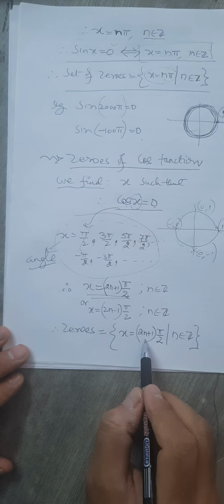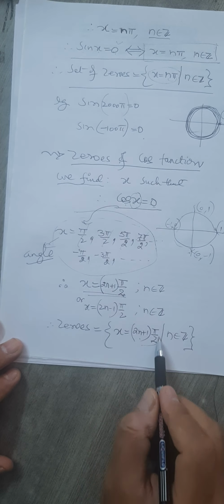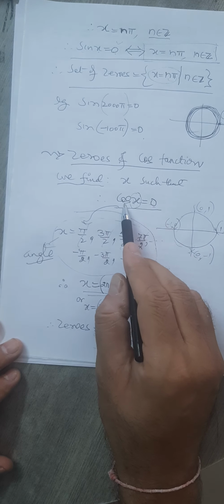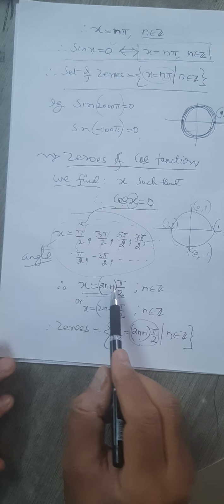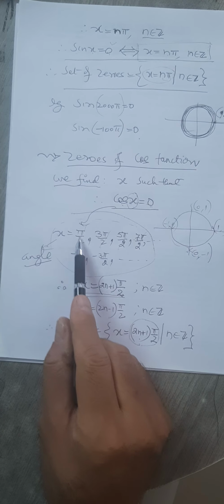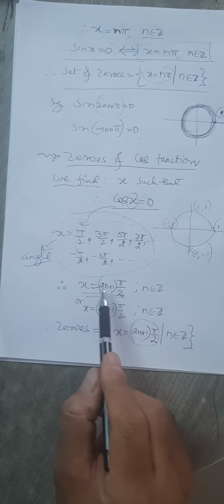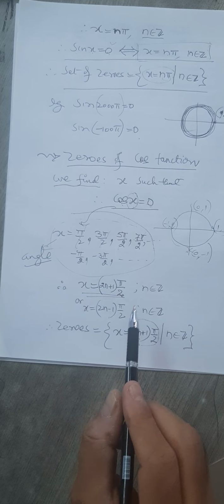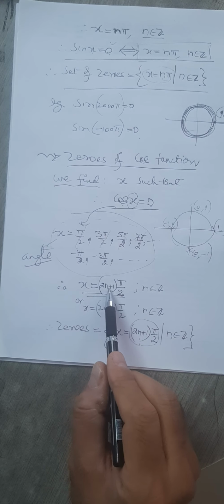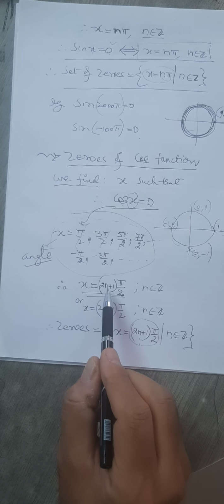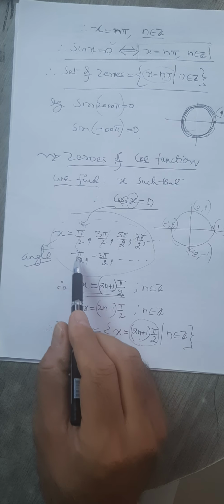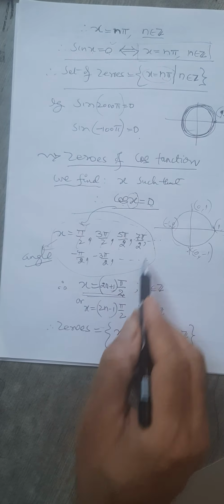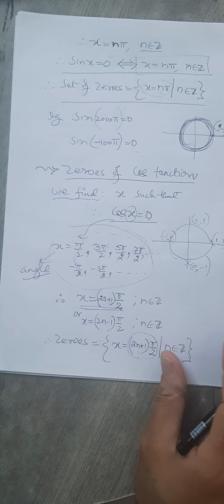Again, to repeat, these are the zeros, meaning if you put this value in the cos function, it becomes 0, remember. If you want to verify, put n equals 0, you'll get pi by 2. Put n equals 1, so 2 plus 1, 3 pi by 2. Put n equals 2, 2 into 2, 4 plus 1, 5 pi by 2. Put n equals, for example, minus 1, minus 2 plus 1, which is minus pi by 2, and so on. So this describes all these values.